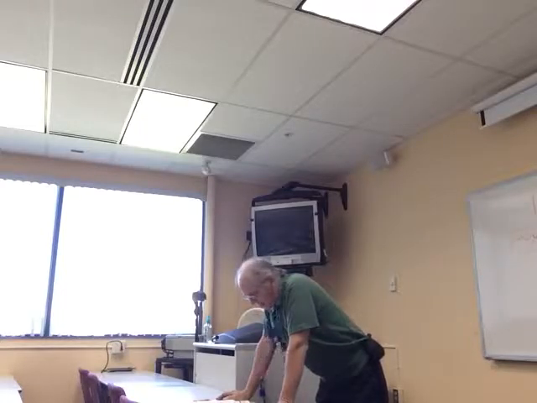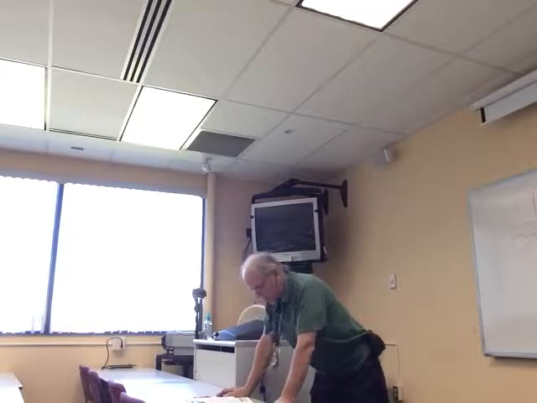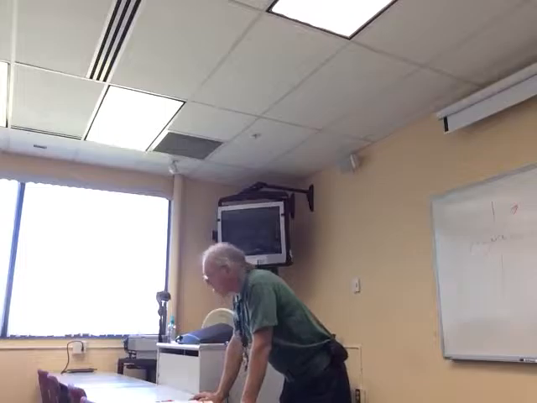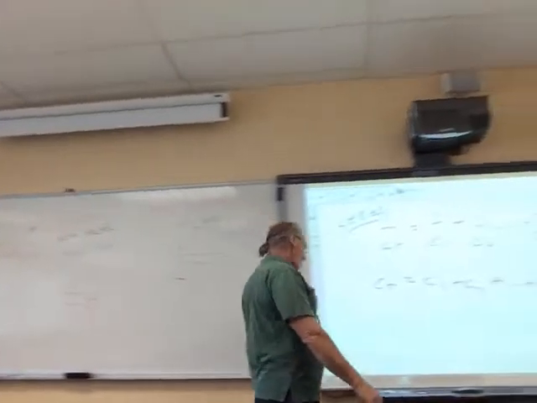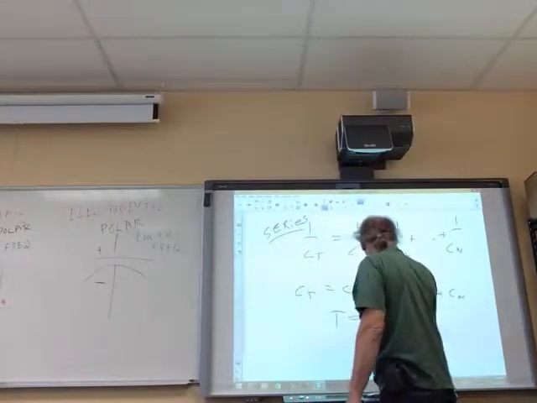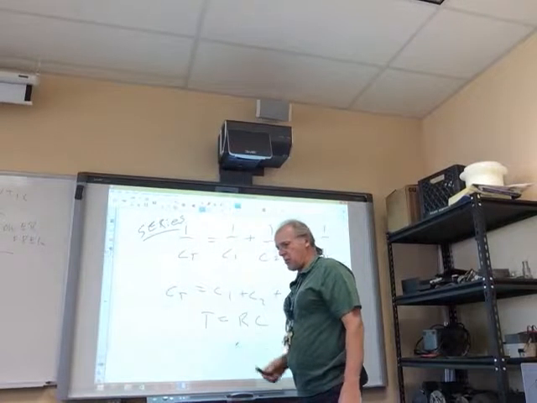So we got a circuit there with a battery, a switch, a resistor, and a capacitor. Anytime you have a resistor and a capacitor, you immediately can talk about it with T equals RC. That means the time constant is equal to the resistance times capacitance. T equals RC. Needs to be in your notes.